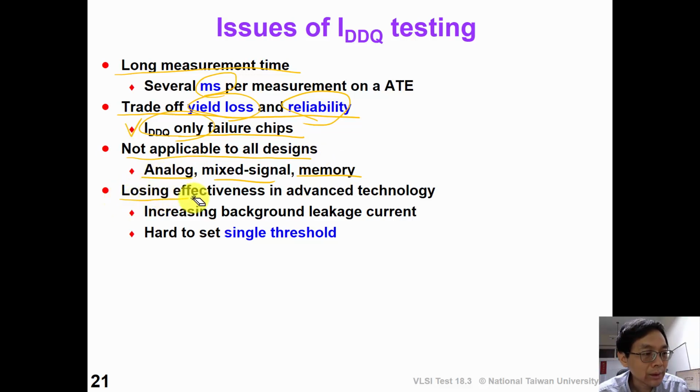Finally, IDDQ testing is losing effectiveness in advanced technologies. This is due to increasing background leakage current, and it's hard to set a single threshold to distinguish good chips and defective chips.